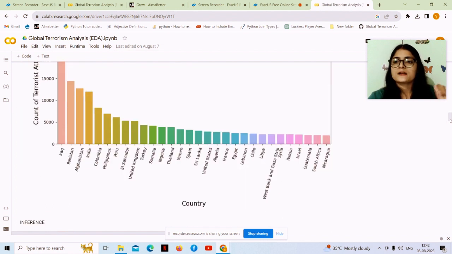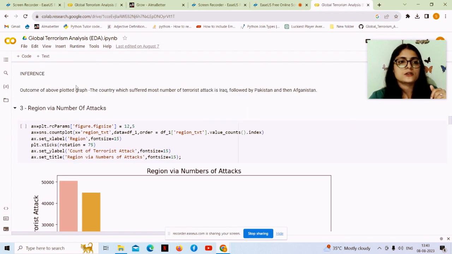It means that the most affected country is Iraq, followed by Pakistan and then Afghanistan. And least affected are South Africa and Nicaragua. So this is the conclusion. The outcome of the plotted graph is that the country which suffered the most terrorist attacks from 1970 to 2017 is Iraq, followed by Pakistan and then Afghanistan.